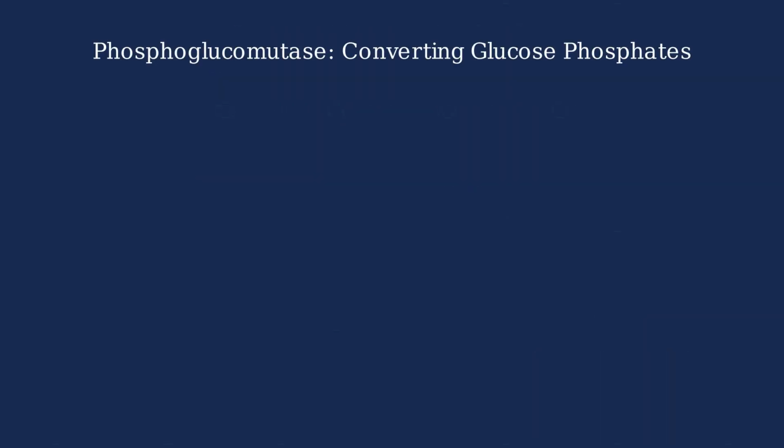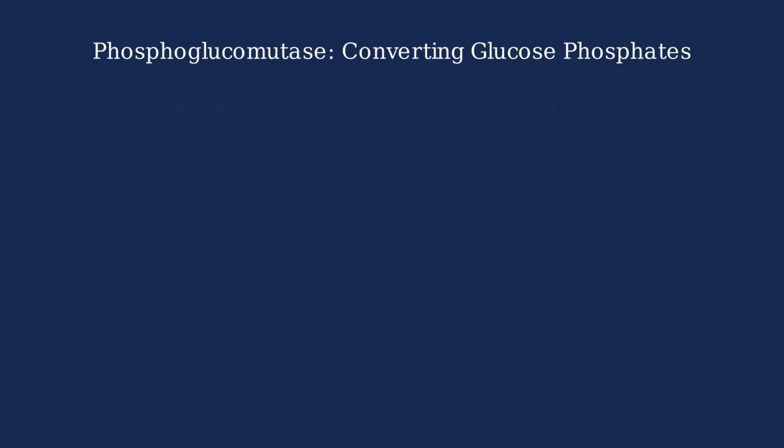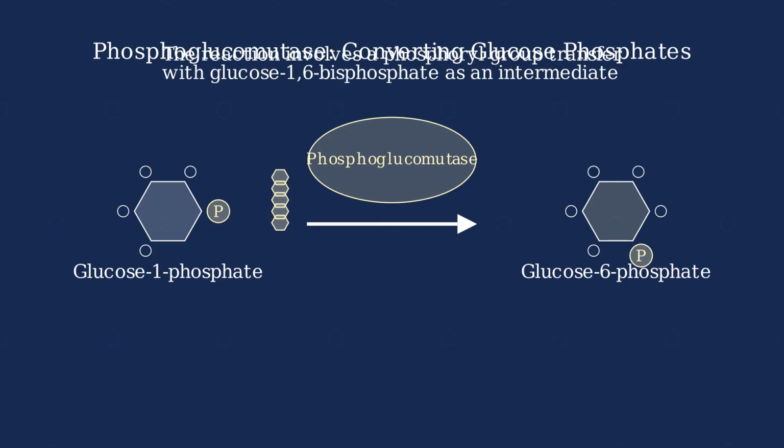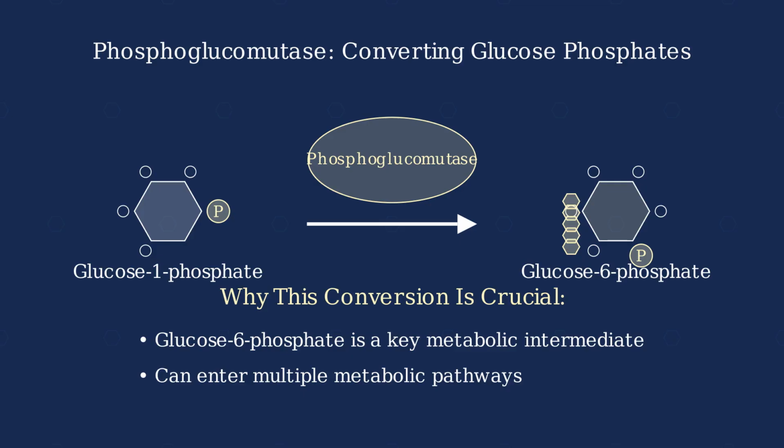Phosphoglucomutase is a crucial enzyme in the glycogenolysis pathway. This enzyme catalyzes an important isomerization reaction, converting glucose 1-phosphate to glucose 6-phosphate. The enzyme catalyzes the conversion between two isomers of glucose phosphate. This reaction is an isomerization, where the phosphate group moves from carbon 1 to carbon 6. The mechanism involves a temporary addition of another phosphate group, forming glucose 1,6-bisphosphate as an intermediate. This conversion is crucial because glucose 6-phosphate is a versatile metabolic intermediate that can enter various pathways.